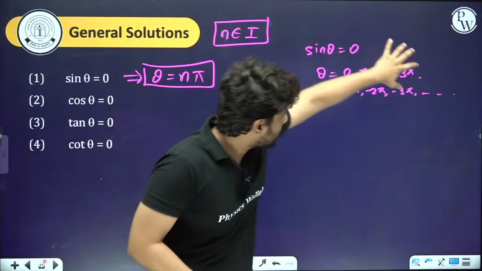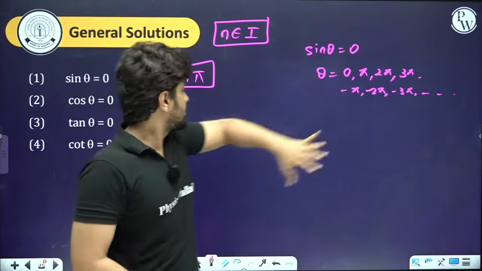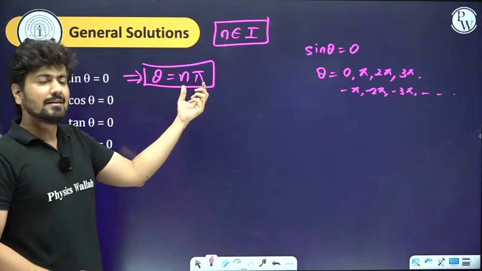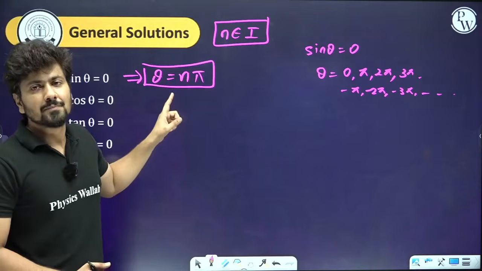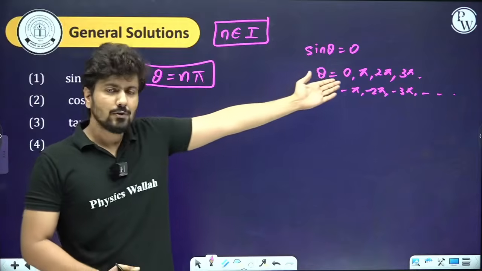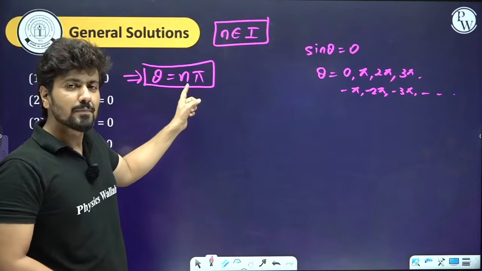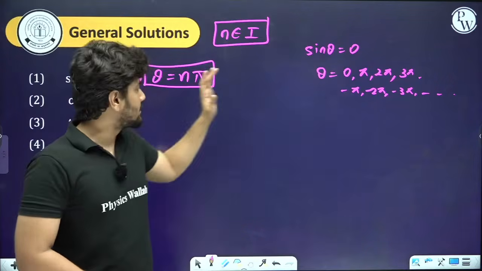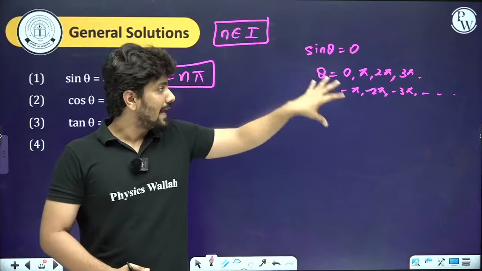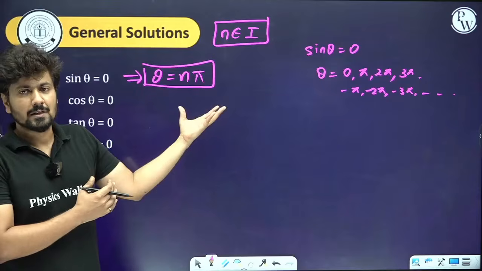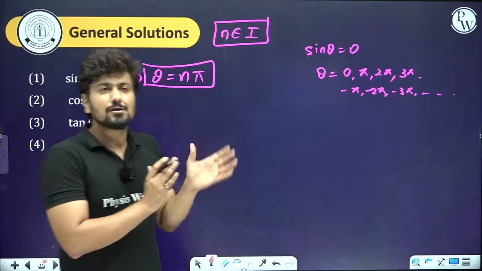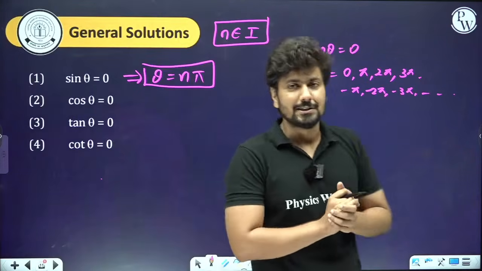So I can write all of these solution in just one line, that is theta is equal to n pi, where n can be any integer. If you put n as 0, we will get 0 only. If you put n as 1, we are going to get pi. If n is equal to 2, we get 2 pi. So basically I am writing all of these solution this way. This is known as the general solution of this equation.